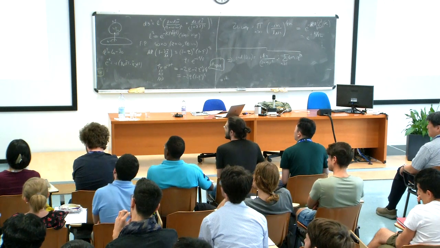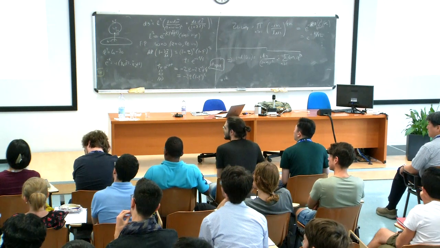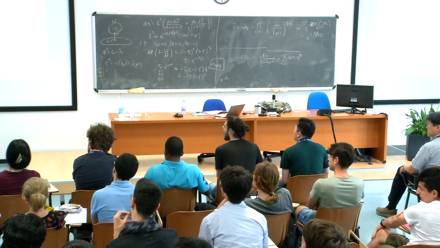Another slogan you've heard is gauge symmetry is a redundancy of description. It's not really a symmetry. All these things you have to start worrying about now. So what the hell am I doing at step zero?